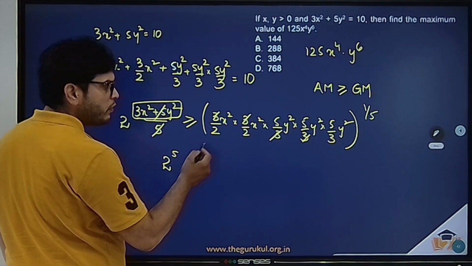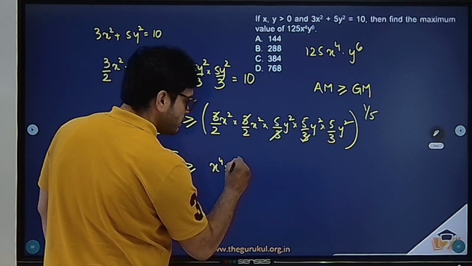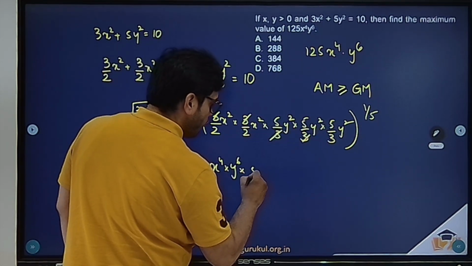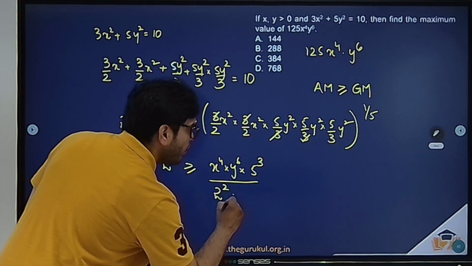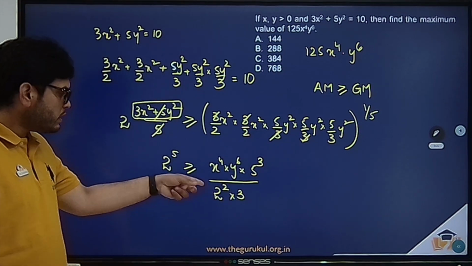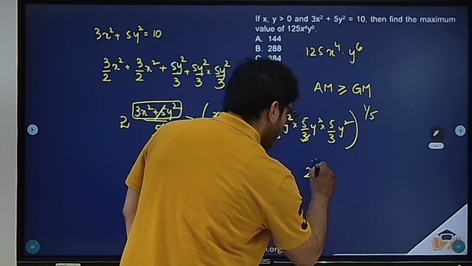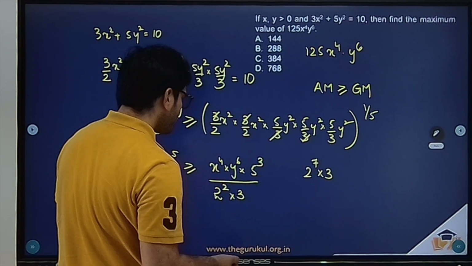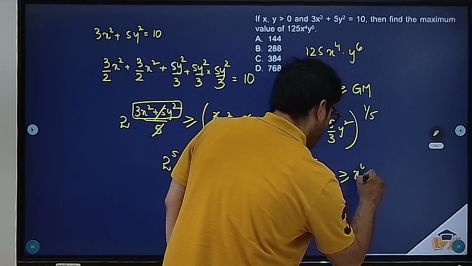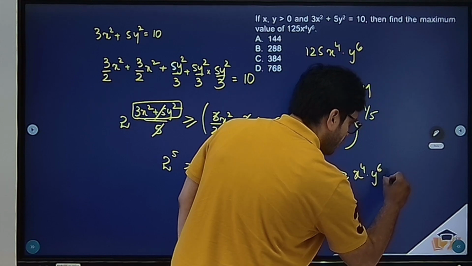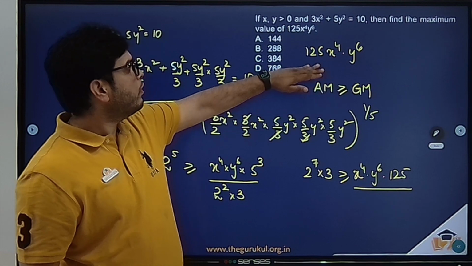greater than or equal to, now you have x power 4 into y power 6 into 5 cube by 2 square into 3. Now sending this to left hand side, we have 2 power 7 into 3 should be greater than or equal to x power 4 into y power 6 into 125. So we are asked to find the maximum value of this term.